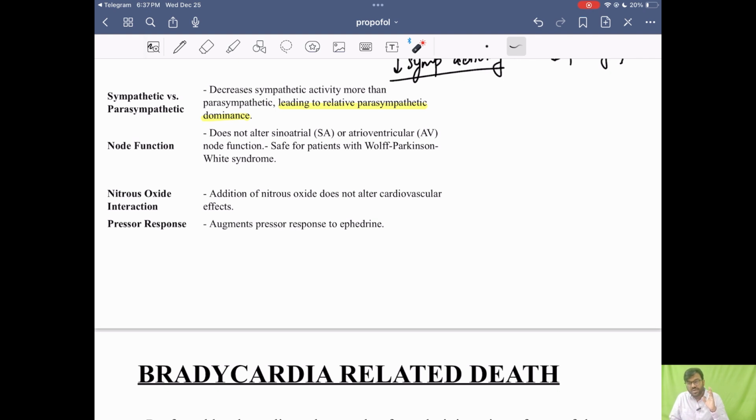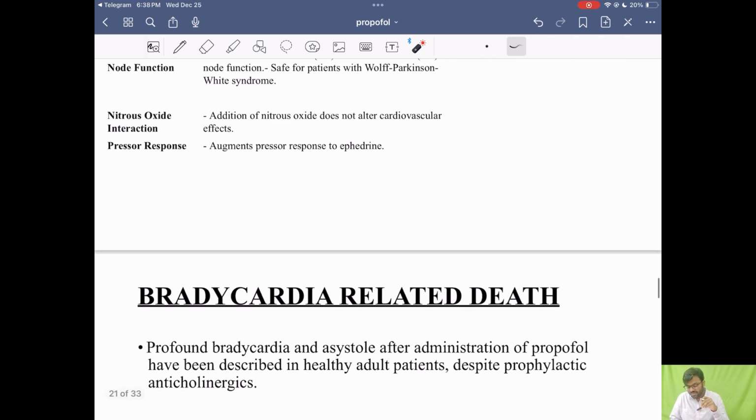If you give additional nitrous oxide along with propofol, the addition of nitrous oxide does not alter the cardiovascular effects of propofol. All right, and if you give ephedrine after the fall in blood pressure by propofol, definitely propofol augments the pressure response to ephedrine. All right, we have talked about this.